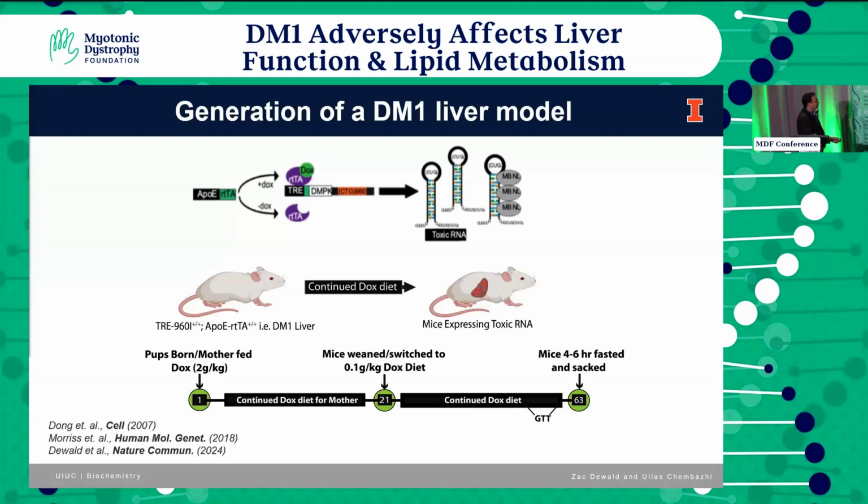So the way we turn on the RNA toxicity in the liver is from birth. The moms are eating doxycycline-containing food, so they're feeding the pups. The doxycycline crosses the blood-milk barrier, and the pups receive that, so they're turning on the repeats at birth. And then when we wean the animals, we switch them to a doxycycline-containing diet, and we let them express the repeats for about 3 months, and then we look at the liver health.